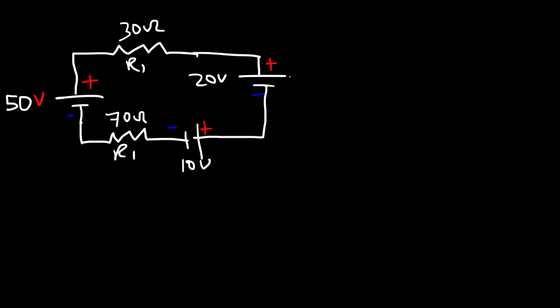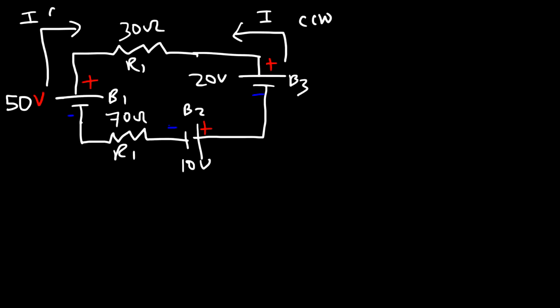So first, we need to determine the direction of the current. So let's call this battery 1, battery 2, and battery 3. So battery 1 wants to create a current that flows in this direction, away from the positive terminal. Battery 3 wants to create a current in this direction, and that is a counterclockwise current. This is a clockwise current.